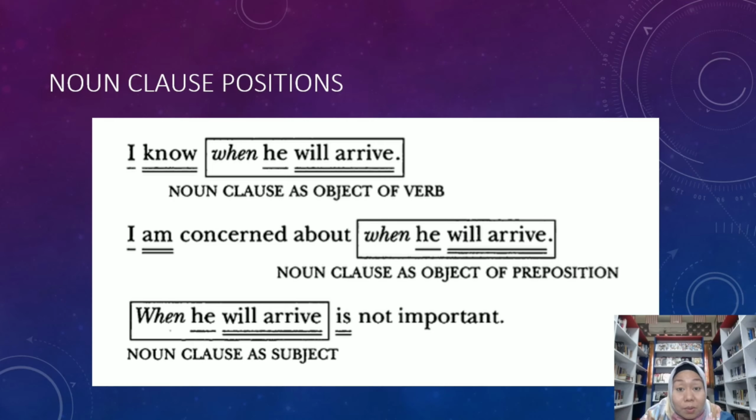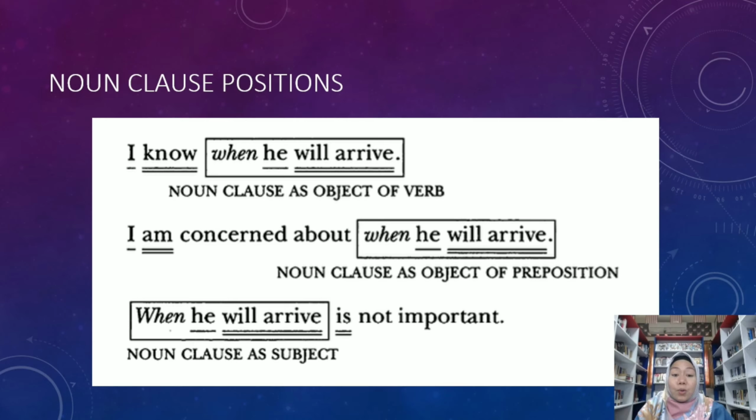And then the third position: when he will arrive is not important. So here, the noun clause when he will arrive functions as the subject of the sentence. The subject is when he will arrive, and then the verb is.